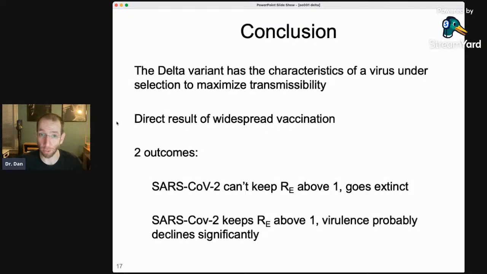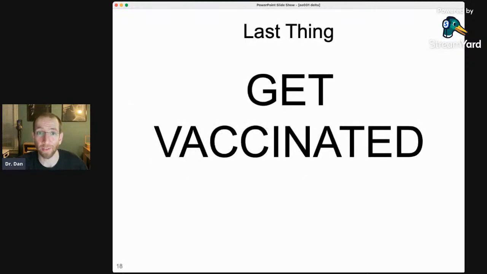So that is it for tonight. That is how well understood evolutionary dynamics explain the nuts and bolts of what's going on with the Delta variant right now as of August 6, 2021 with the coronavirus pandemic. So the very last thing I will leave you with, everybody, is get vaccinated. If you are not vaccinated, get vaccinated. It is the best way, and it's the only way we're going to end this pandemic.